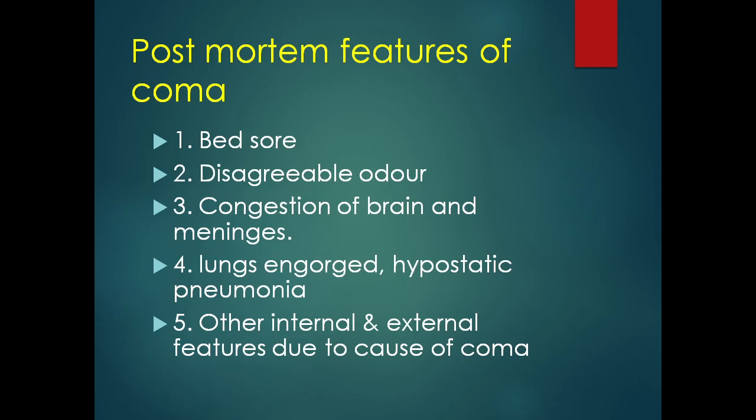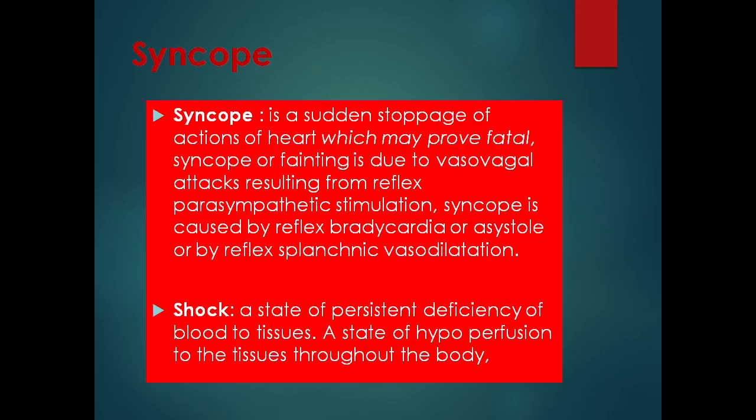Then postmortem features of coma. You will find bed sores. Then a disagreeable odor of the body will be there. Then congestion of brain and meninges. Lungs are engorged and hypostatic pneumonia is there in death due to coma. And other internal and external features due to the cause of coma. What is the cause of coma? It is due to snake bite, or head injury, or sunstroke. So, you will get the features due to the cause of coma.